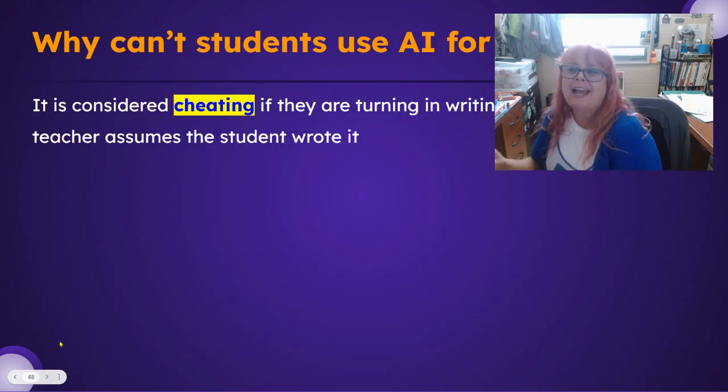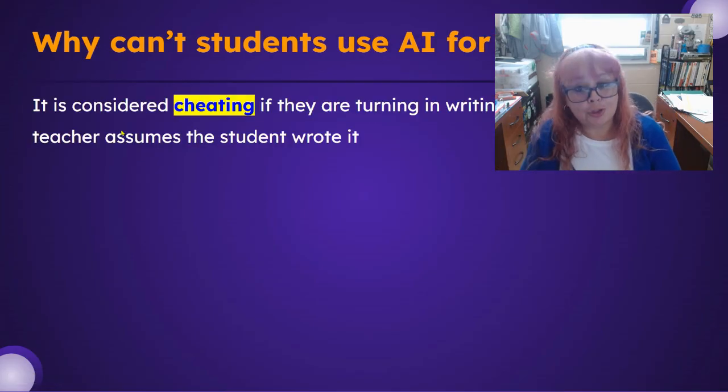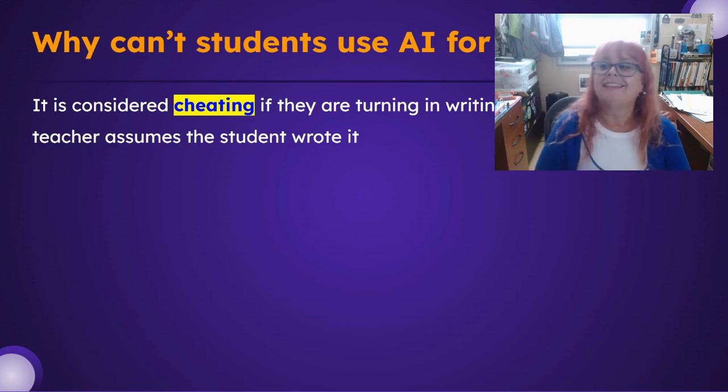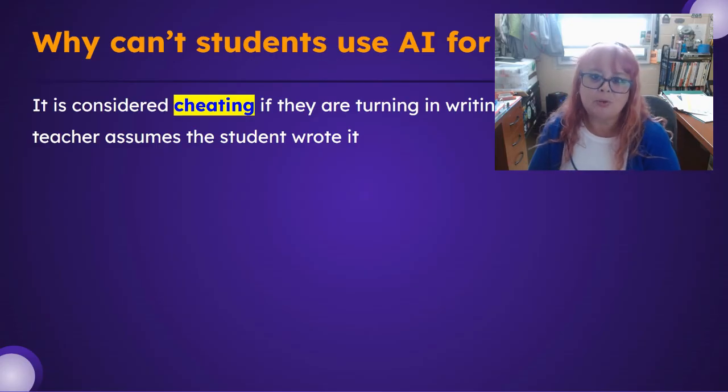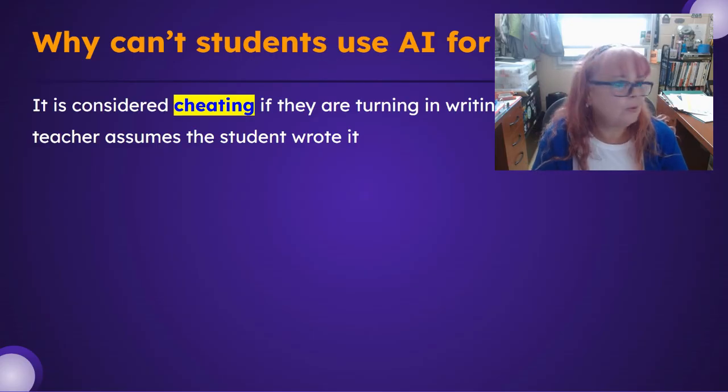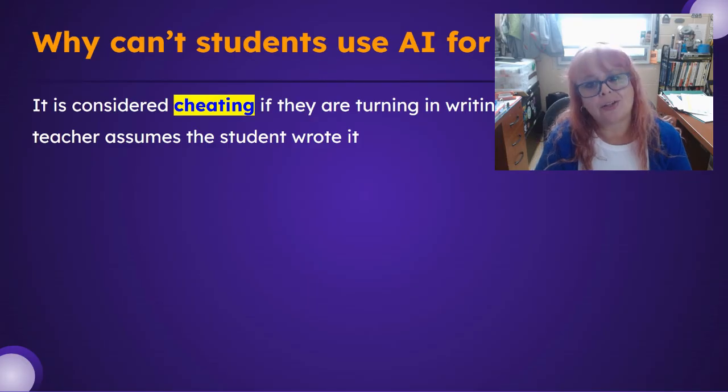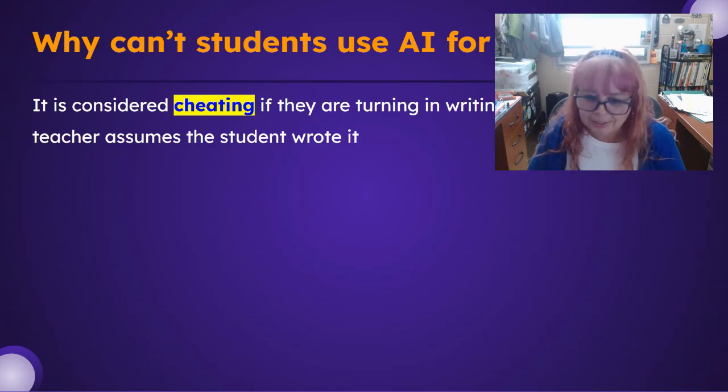Why can't you use AI for writing? Because it's considered cheating. If what you're turning in is for a grade or for pay, then the teacher will assume that you created it. So you cannot use it to write. That is considered cheating, and that will get you into trouble.